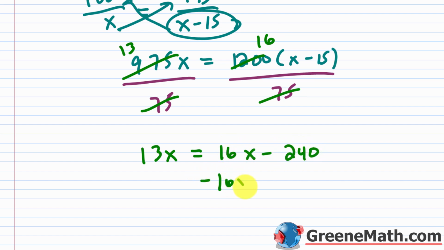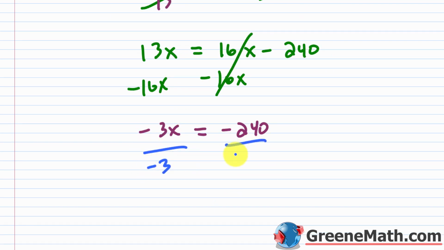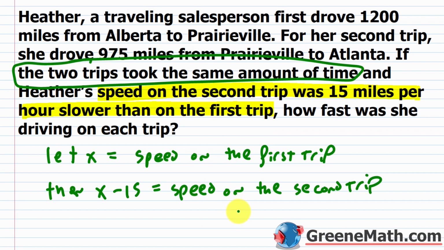So let's subtract 16x away from each side. We'll cancel that away. 13x minus 16x is negative 3x. And this equals negative 240. Let's divide both sides by negative 3. Let's cancel this with this and say x is equal to negative 240 divided by negative 3. That's going to be positive 80. So x is 80. So coming back up here, the speed on the first trip is 80 miles per hour. So I'm just going to put first, we'll put 80 miles per hour.